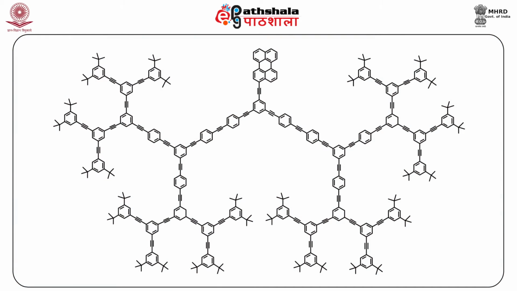The emission intensity of nanostar dendrimer, which is based on a perylene chromophore, is 400 times greater than that of the control molecule ethynyl perylene. This is shown here in the figure. You can see the nanostar dendrimer and its structure.